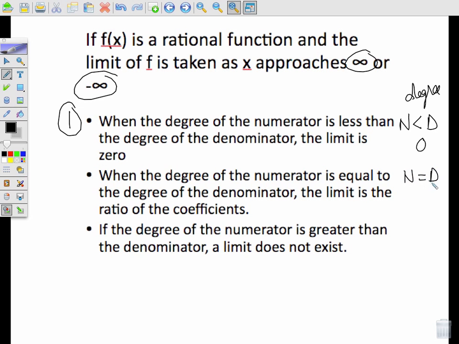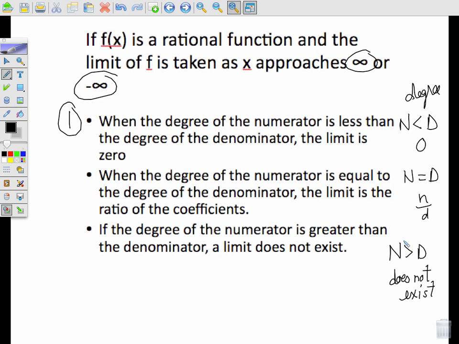When n is equal to d, then it's the n over d ratio, just like when we did asymptotes. And finally, when the degree n is greater than the degree of the denominator, the limit does not exist.